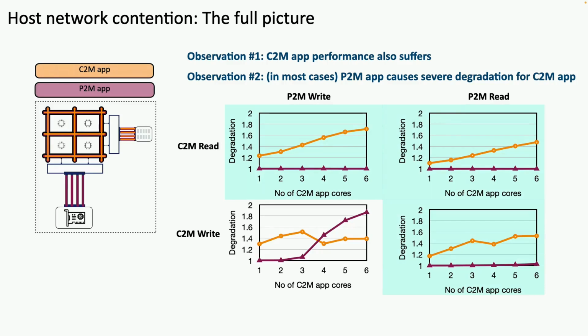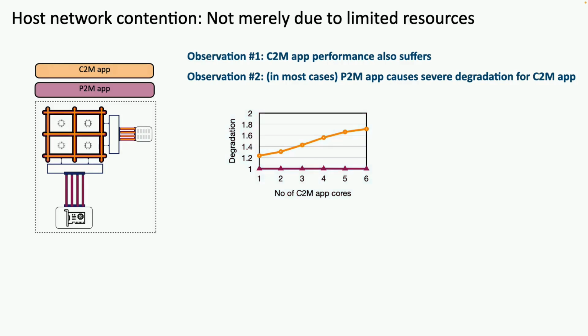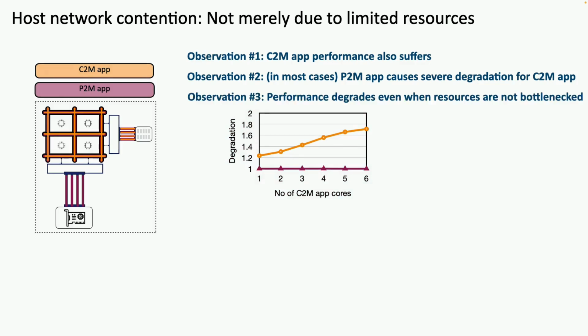And in the particular case where both are doing writes, the throughput of both the applications degrades. I'm going to call this the red regime. Now, it's natural to imagine that these performance degradation problems are happening because of some shared resource becoming a bottleneck in the host network. It turns out that is not necessarily the case.